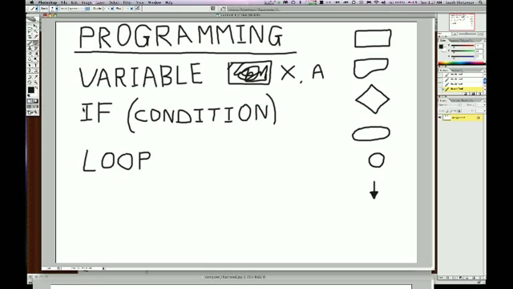Another concept is the if. If statement in programming, or the condition statement, is equivalent to our diamond. Remember, the diamond was sort of if balls 1, 2, 3 are heavier than balls 4, 5, 6. So the if statement in programming is equivalent to the diamond in the flow chart of the algorithm.